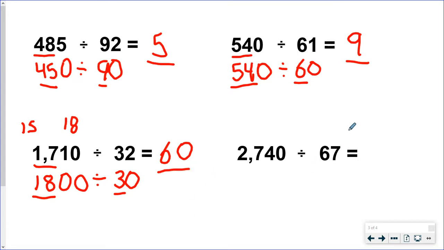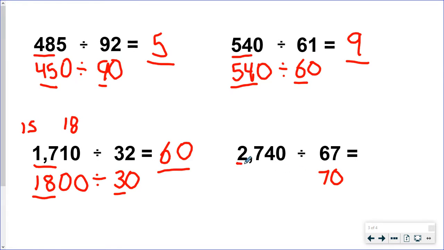Let's do our last problem on this particular sheet here. I'm going to take 67 here. Now this time, I think I'm going to round this one up to 70 because I think it is closer to 70 than it is to 60. So I'm going to go ahead and round 67 up to 70.